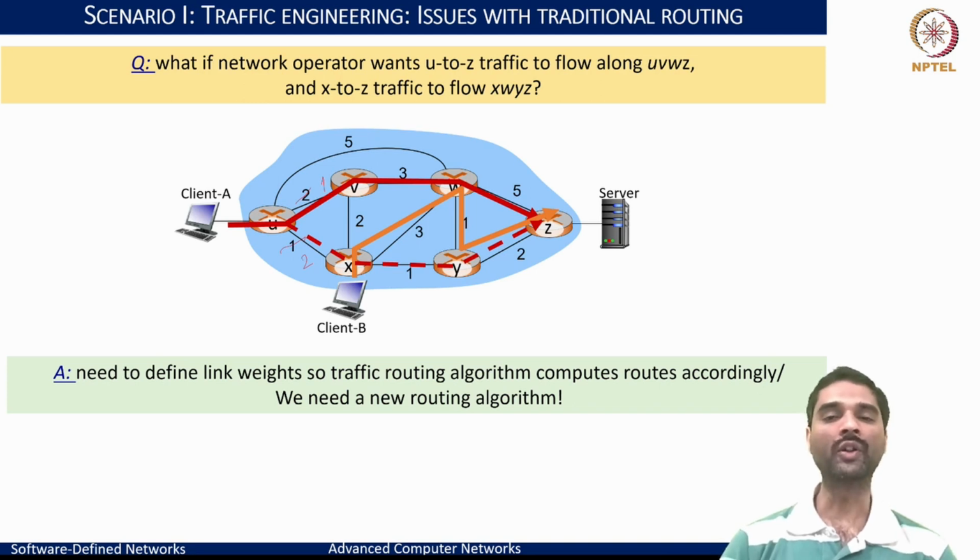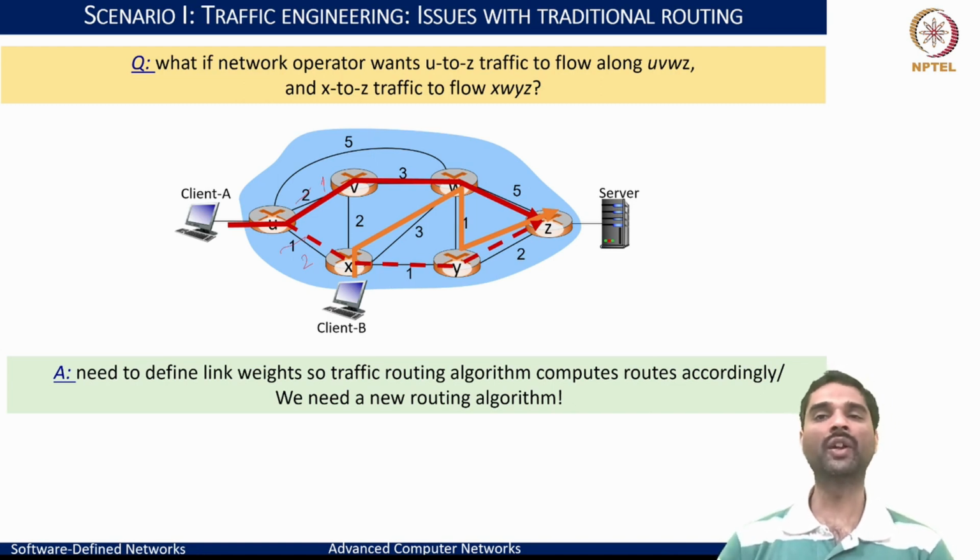And if we have to do this, it has to be done programmatically, and that's where either we would need a new routing algorithm or a new mechanism to express our intent so that the routing algorithm can take into account the aspects of our intent and then set up the routing accordingly. So this is a very fundamental challenge that we can see with the traditional routing.